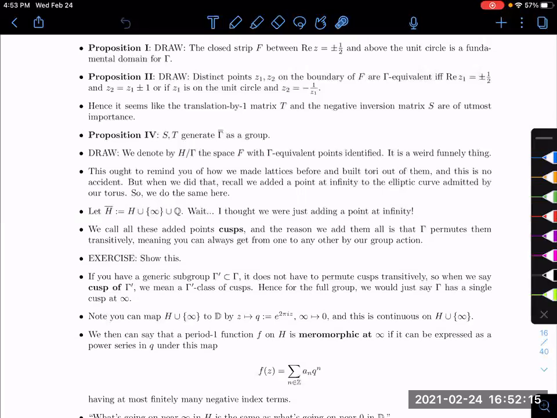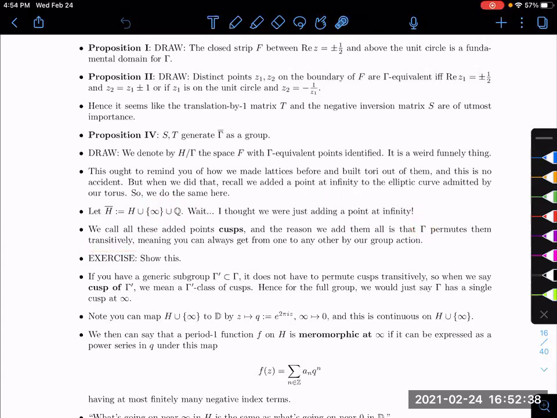And you might stop me right there. Wait, what are you doing? I thought you were just adding a point at infinity. Why are you adding the rationals too? Well, if you think about it for a second, you might be able to figure out why this is. These new points we added are called cusps. Okay, the point at infinity and all the rationals. And the reason for that is gamma permutes the cusps transitively.